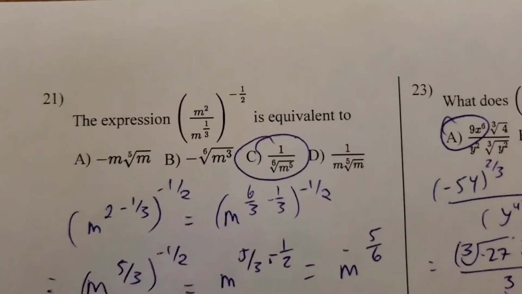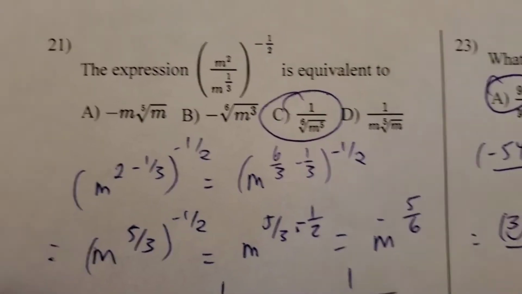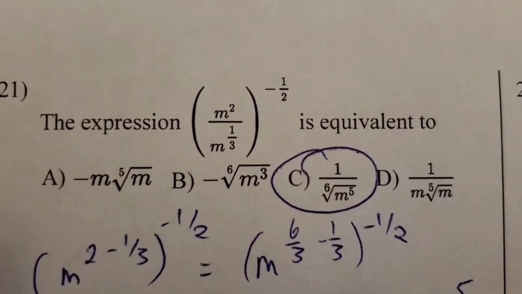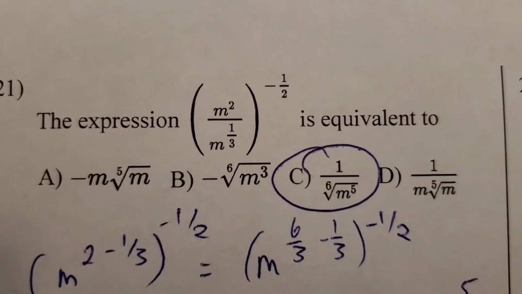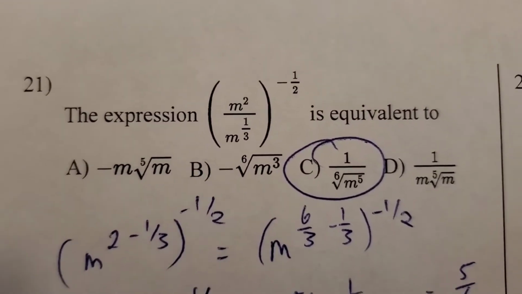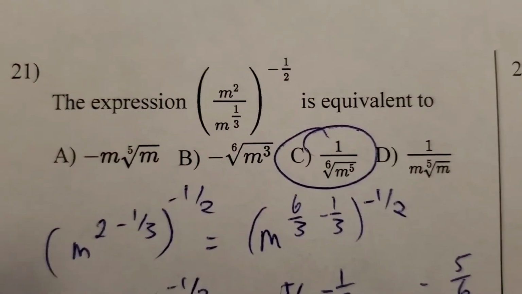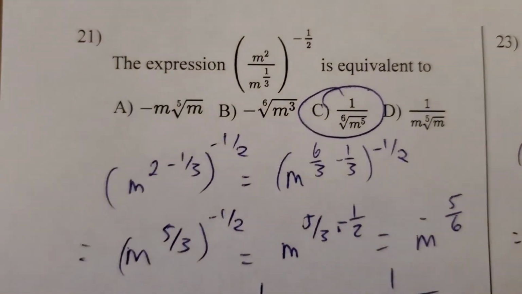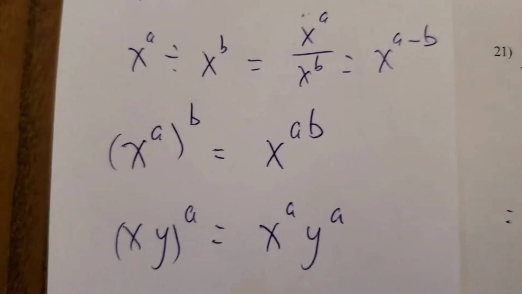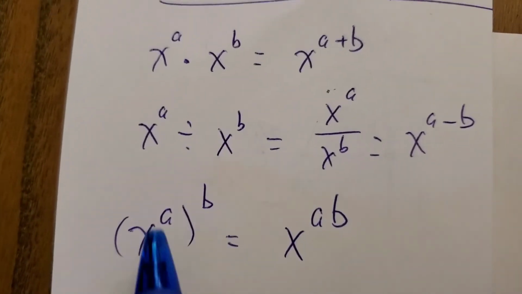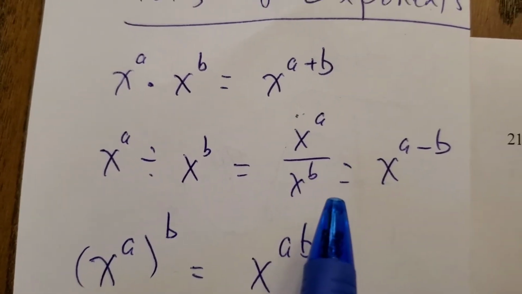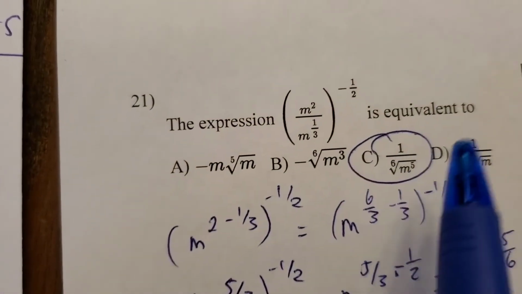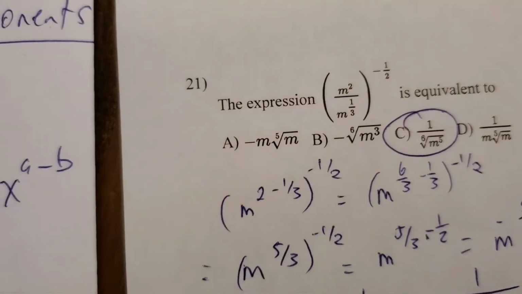All right, 21 through 24. These were the tough ones, right? Regents questions. So the first one, m squared over m to the 1/3 power, whole thing being raised to the negative 1/2. It's not bad. It looks bad, but it's not bad. It's just our regular rules of exponents, right? Inside the parentheses, we've just got x to the a divided by x to the b, or x to the a over x to the b. It's really something over something else, common base.